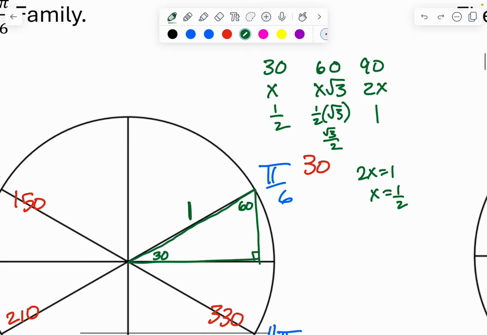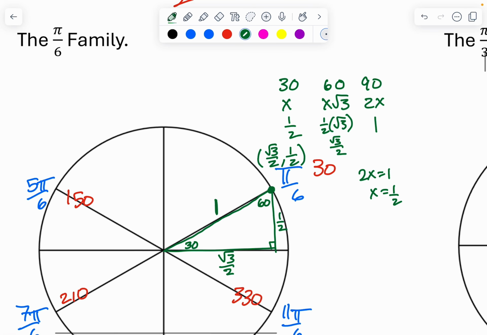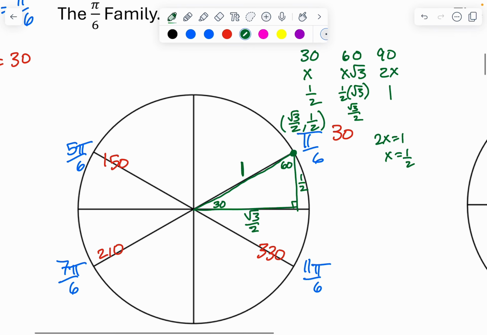Okay, so now let's find that coordinate. Sorry, hang on. Opposite the 30 we said was 1/2. Opposite the 60 we said was root 3 over 2. And now this coordinate up here, I didn't save myself space, this is the point. Our x-coordinate is root 3 over 2. Our y-coordinate is 1/2. And now we're going to take this and we're going to reflect, reflect, reflect.